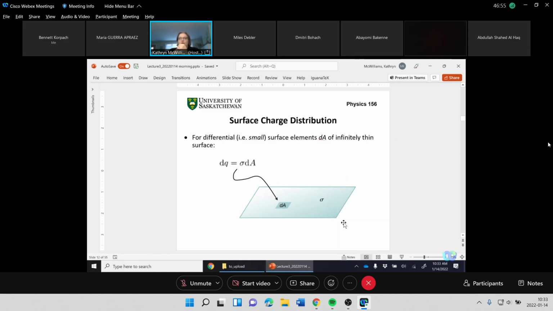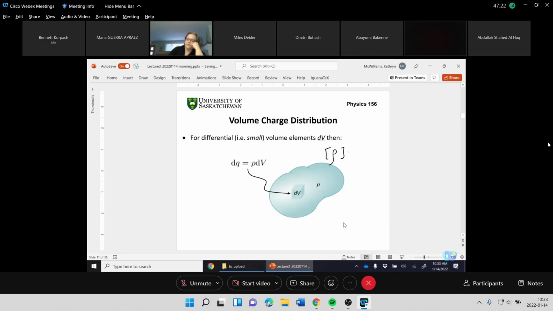A surface charge is spread in 2 dimensions, so we've got coulombs per meter squared. In this diagram, the little elemental area A is a rectangle or a square, but it doesn't always have to look like that. It could be a little circle or whatever. It depends on what works best for the question you're working on, but sigma is coulombs per square meter. Rho was coulombs per meter cubed.